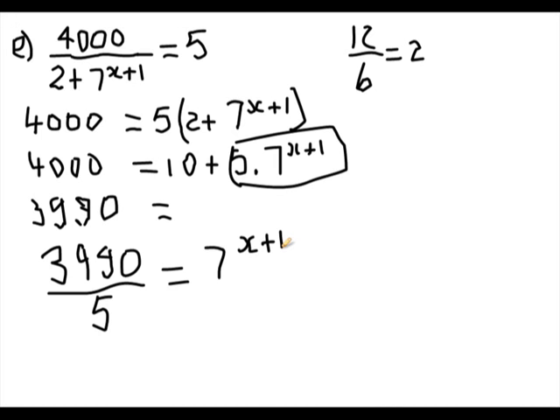So first of all, let's have the real value of this. 3,990 divided by 5, 798.